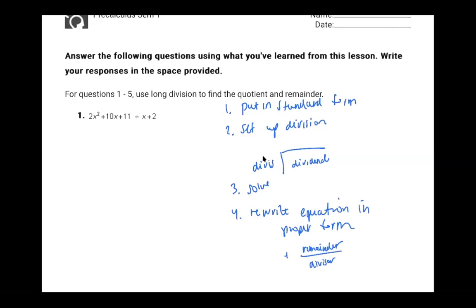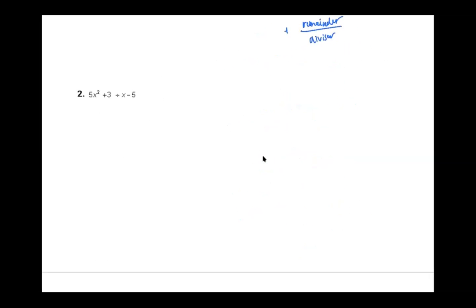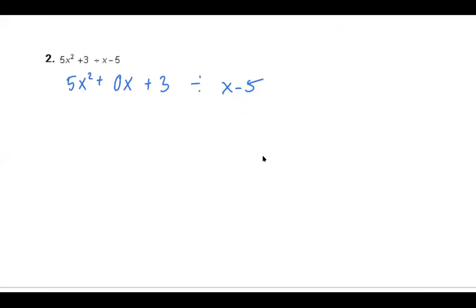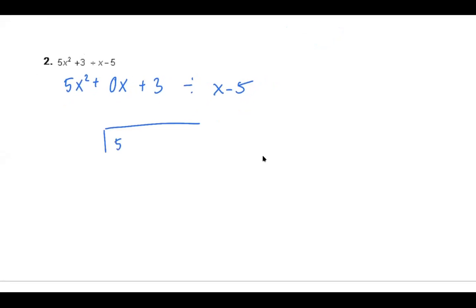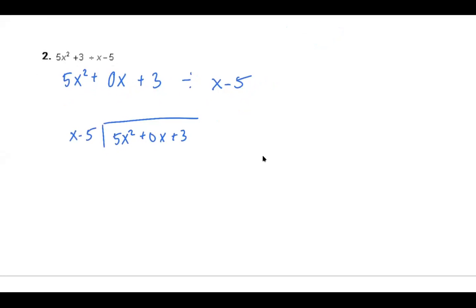So if we do maybe one or two of these problems, I've got 5x squared plus 3 divided by x minus 5. First off, I have to add a 0x term, plus 3, divided by x minus 5. So that's in standard form, and we're good to go. I can set up 5x squared plus 0x plus 3 divided by x minus 5. Looking at the first term in both, x and 5x squared, x can fit into 5x squared 5x times.